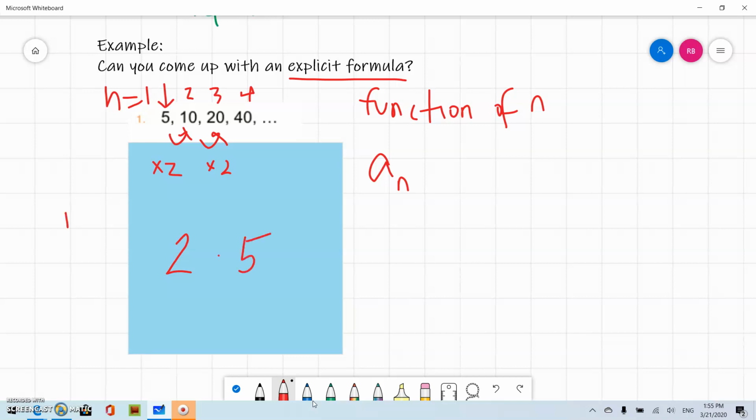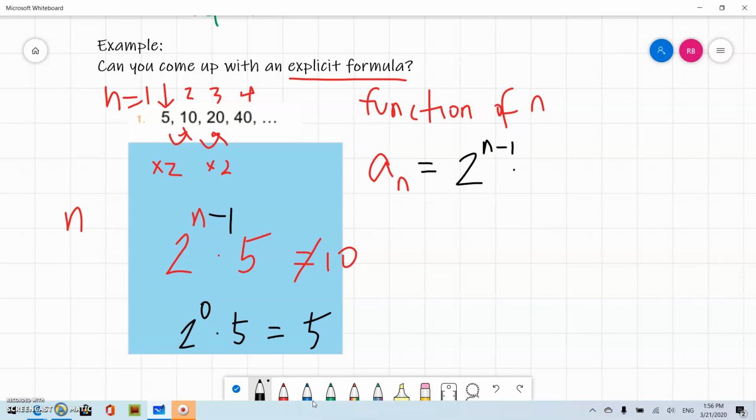But then I need to use the variable n, and my n started with 1. So let's say if I have n on top of 2 as a power, then I get the second number, not the first number, right? Because 2 to the 1 power times 5 will be 10, and that's not my first term. What do I need to do? Well, I guess I can just subtract 1. So then if I plug in 1, I get 2 to the 0 power times 5, and 2 to the 0 power is 1, so it's 5. All right, so I feel like I came up with a function.